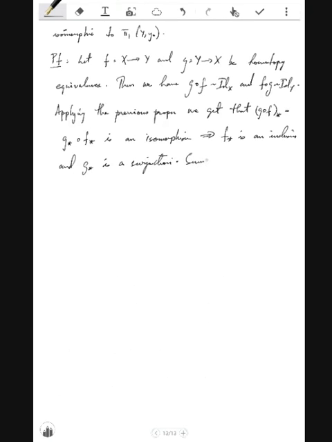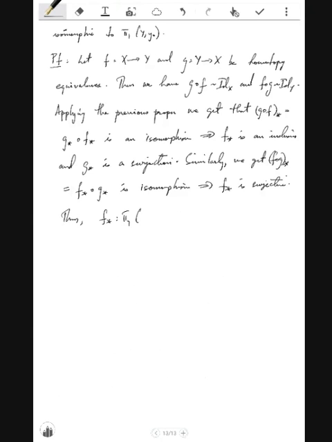So similarly, we get f compose g lower star, which is f lower star compose g lower star, is an isomorphism, which implies f lower star is surjective. Thus, f lower star from pi 1 x x naught to pi 1 y f of x naught is an isomorphism.